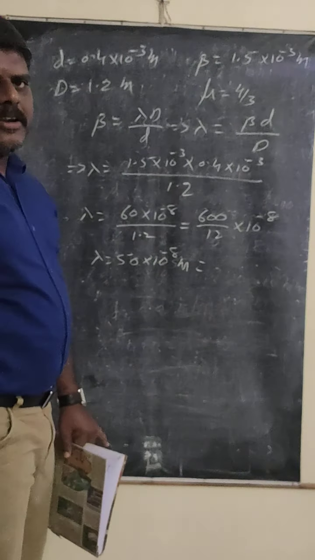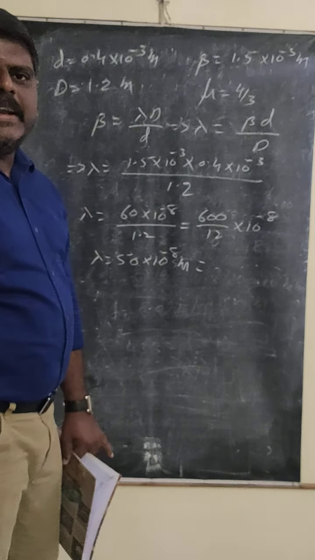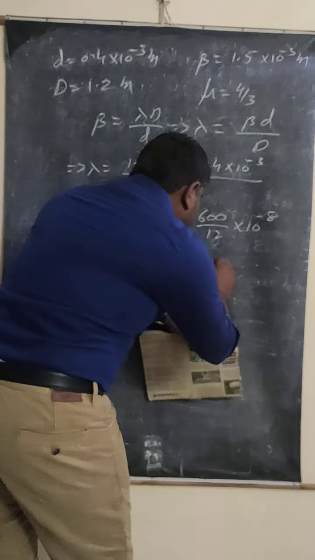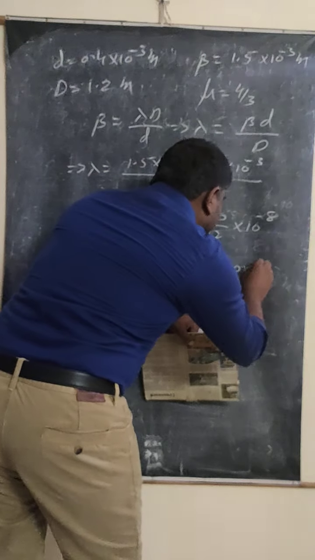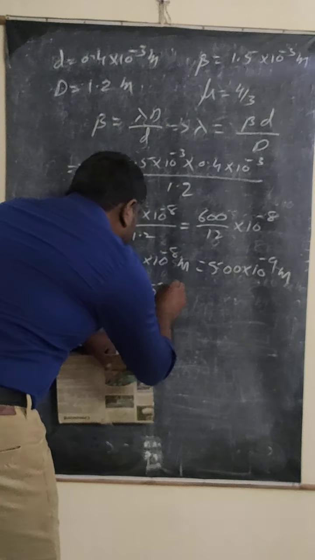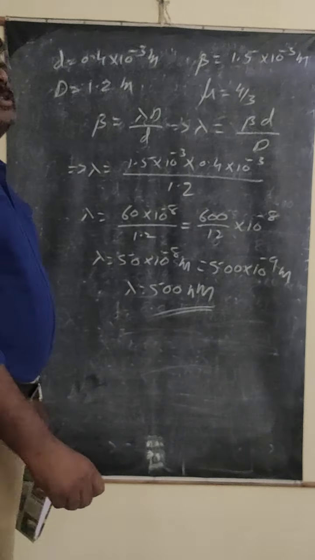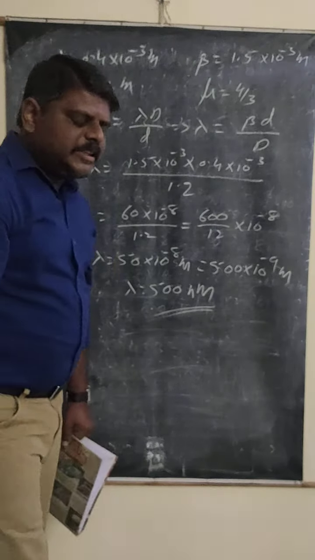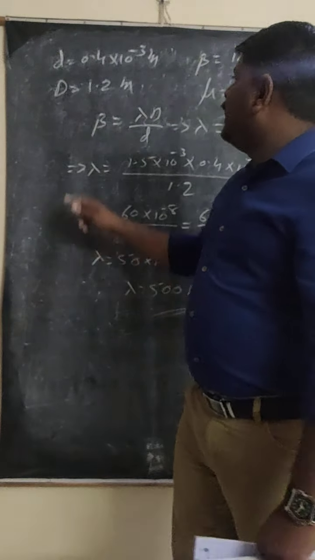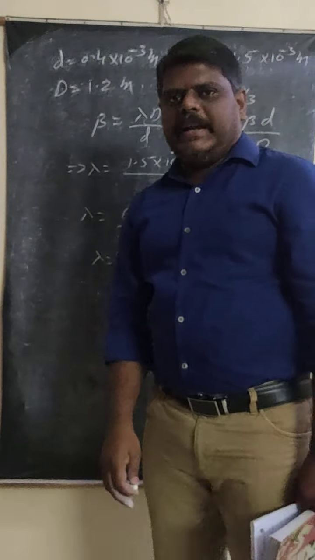If I write it in nanometers, it can be written as 500 × 10^-9 meters, or lambda = 500 nanometers. This is the wavelength used in the problem. The fringe width is beta = 1.5 × 10^-3 meters.